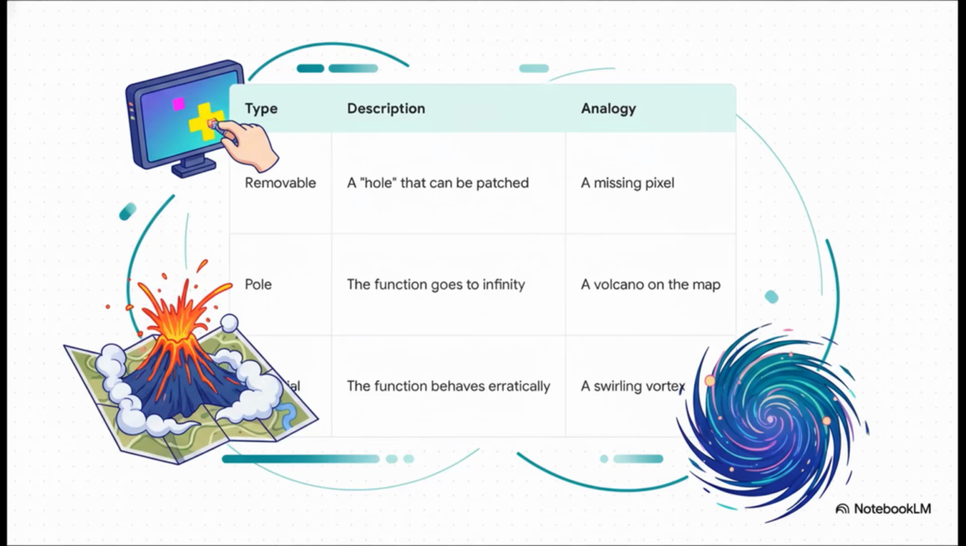You've got a removable one, which is just a tiny hole you can pretty much patch up, like a missing pixel in a photo. Then you have a pole, and that's where the function just shoots off to infinity, like a volcano erupting from our map. And finally, you have an essential singularity. That's a point of pure, unpredictable chaos, like a swirling vortex. And it turns out, it's around these crazy points that some of the most interesting math happens.